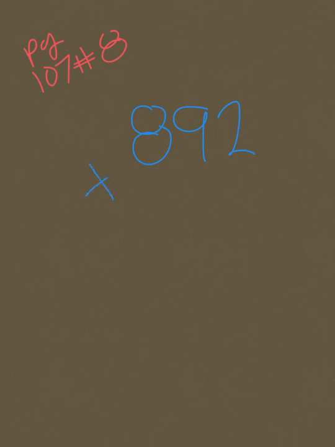Okay, this is also on page 107. So if you want to follow along, this is on page 107. And this will be number 8 on page 107. Let's start with this color here. So we have 892, and we're going to multiply that by 18.